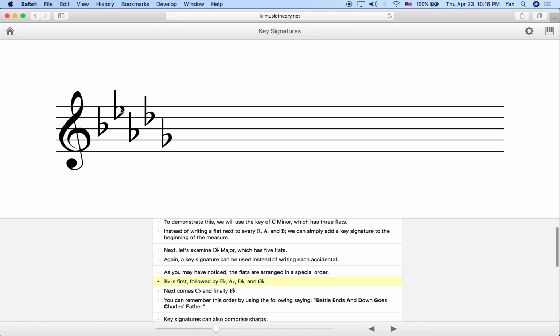Then we're going to have E flat, a perfect fourth above. Next one is A flat, a perfect fifth below the previous note. Then D flat, perfect fourth above. G flat, perfect fifth below the previous one. So there's kind of a pattern happening here, if you can see. This is a perfect fourth up, perfect fifth down, perfect fourth up, perfect fifth down. And that's kind of how the flat keys work.